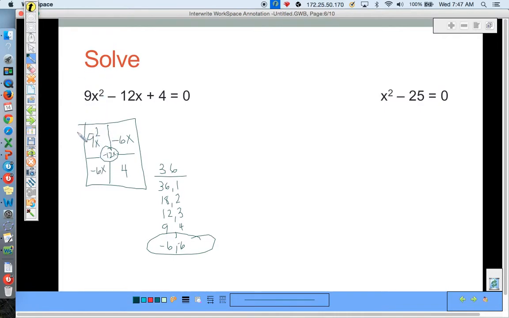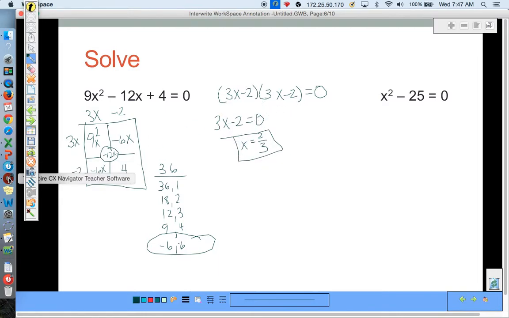Let's see what multiplies to 9x squared. We got 3x and 3x, can factor out of that. So minus 2, minus 2. So we end up with 3x minus 2 times 3x minus 2 equals 0. And if we solve this, we got x equals 2/3. And those are the exact same.